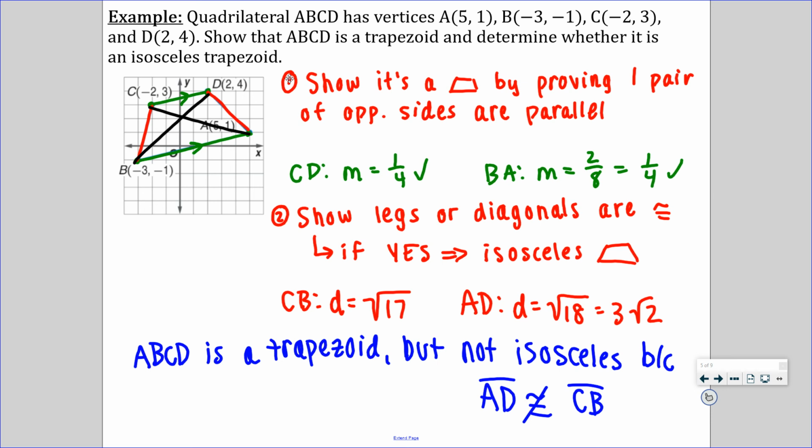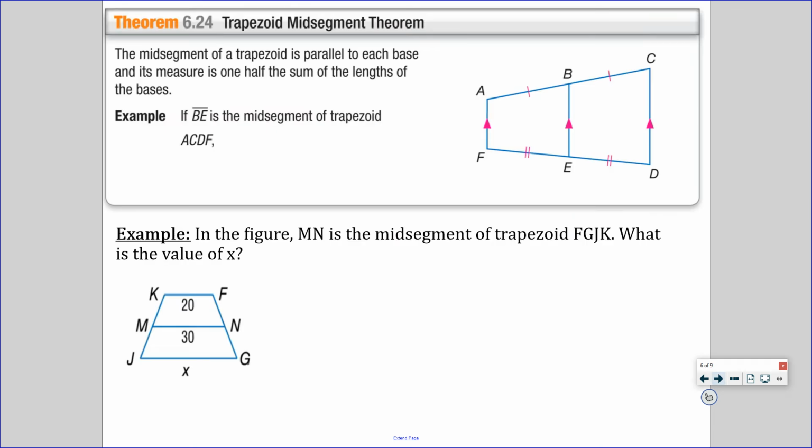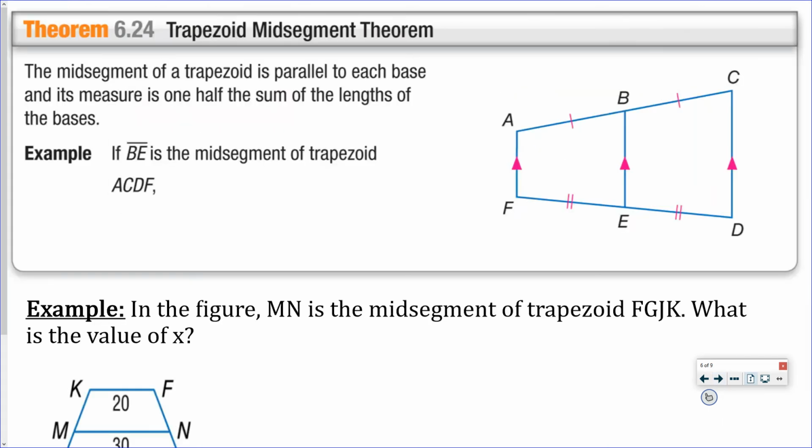Okay. One other property with trapezoids. There's so many exciting things with trapezoids. We have something called a mid-segment in a trapezoid. All right, let's break down what that is. A mid-segment finds the midpoint of each leg.